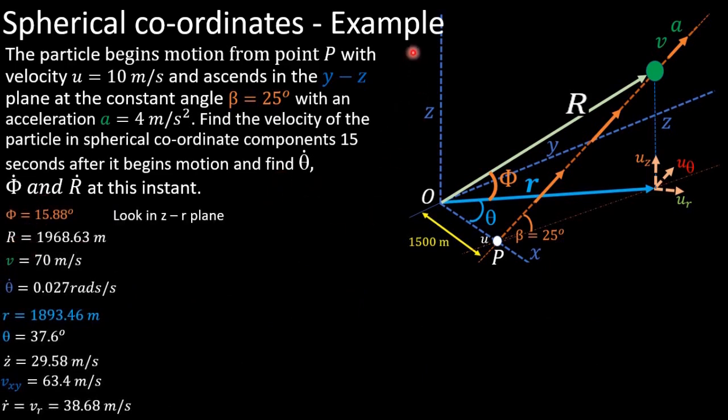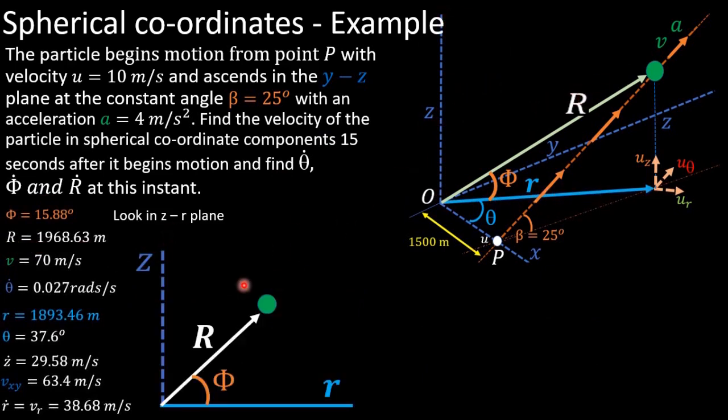If we look in the zr plane, there's the z axis there, and there's the r axis here. We're looking head on onto that plane at the particle, so it would look like this. So we have R here, and we've got phi, which is between small r and big R. And we knew what z dot was: z dot is going directly upwards, which we found in the last example. So z dot is going parallel to the z axis, and v sub r is going in the direction of small r, parallel to r.